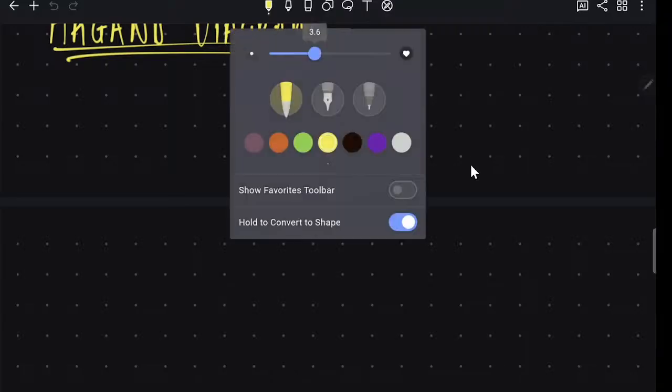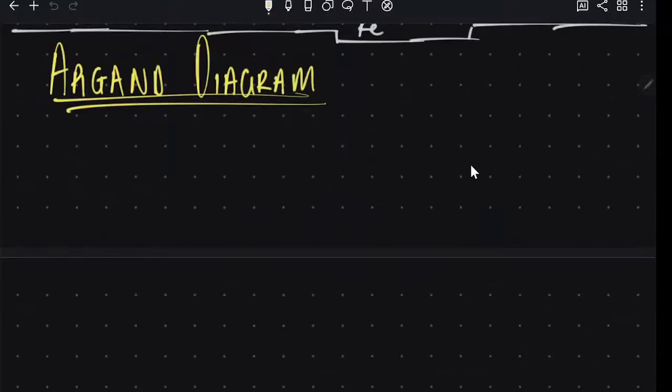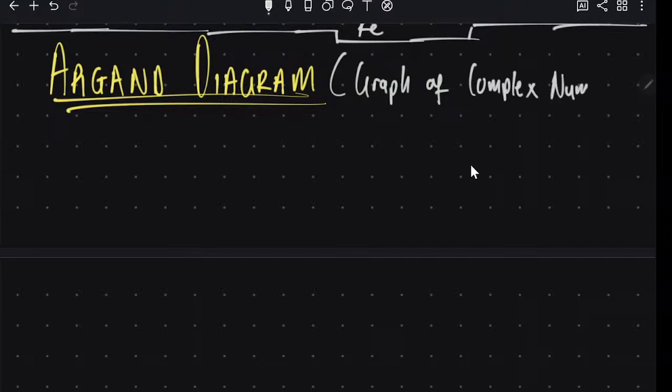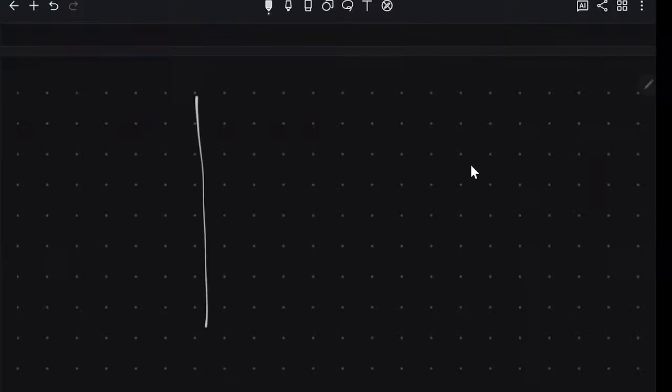Now we go to an Argand diagram. An Argand diagram is simply the graph of complex numbers. This is the graph of complex numbers. I'll teach you what is important from here that you can make a mistake on. But when you do an Argand diagram, here's how it is.